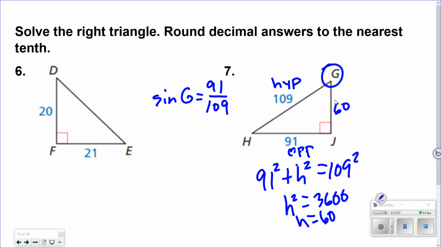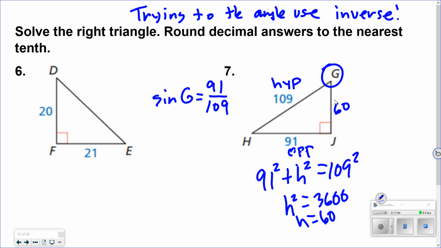Okay, again, this is where I got to work backwards. Whenever I'm trying to find the angle, use the inverse. Okay, got to remember that. When we're trying to find the angle, use the inverse. So I'm going to do G is equal to the inverse sine of 91 over 109.